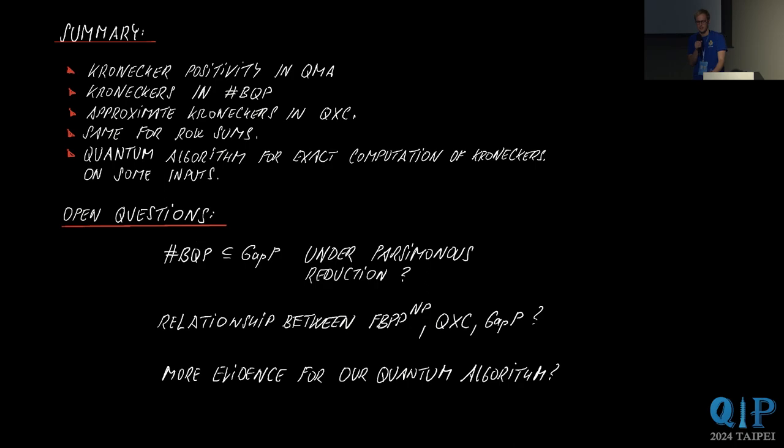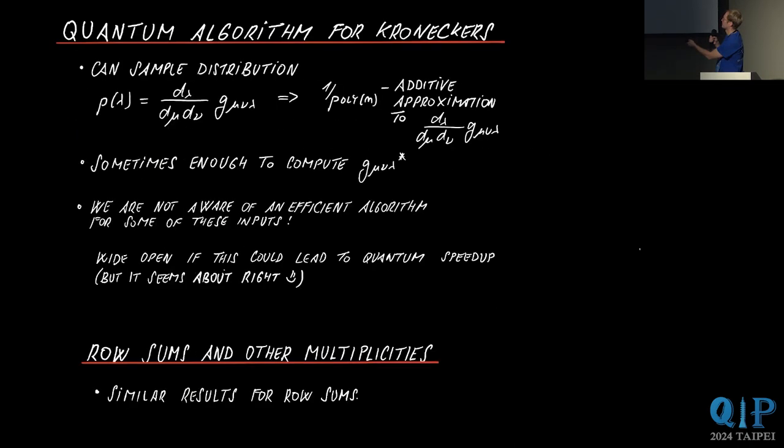That's one thing. The other thing is that you may also ask similar questions about other multiplicities. I mentioned the row sums problem here. There, you don't generalize the problem to another group, but you just choose a different representation. It just so happens that the multiplicities there encode other quantities.